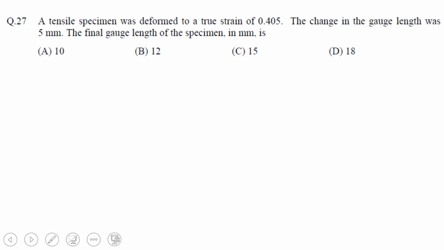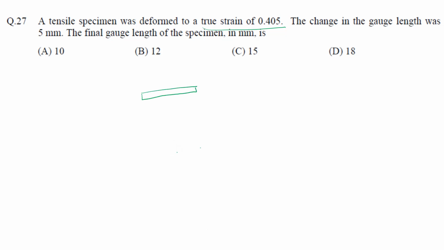Now we'll discuss 2 marks questions. The first one you see here. Question number 27. A tensile specimen was deformed to a true strain of 0.405. The change in the gauge length was 5 mm. The final gauge length of the specimen in mm is. Okay. Fine.